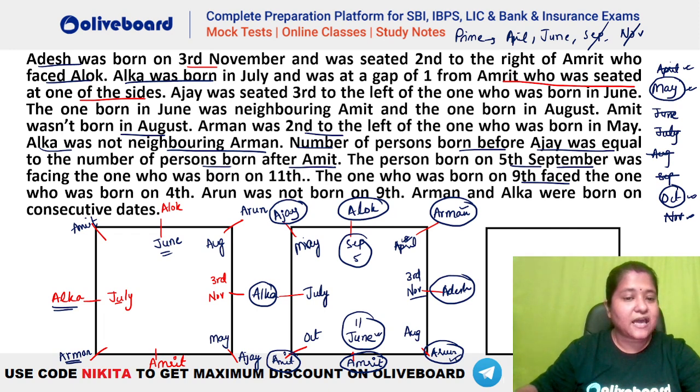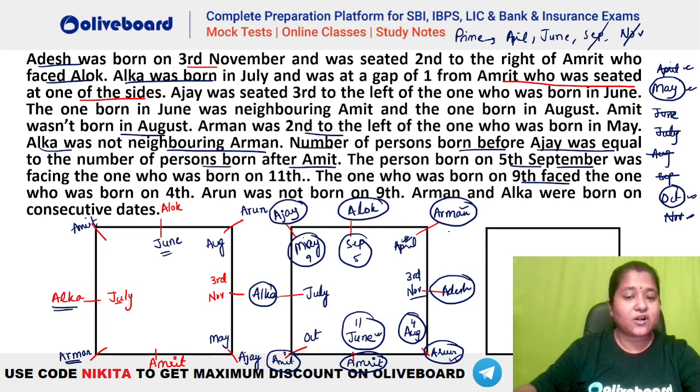Now Arun is not 9. So if Arun is not 9, that means this person Ajay should be 9 here. Okay. So that means this person will be 9 and this person will be your 4 here. So this is your 4th August. Okay. Arman and Alka were born on consecutive dates.